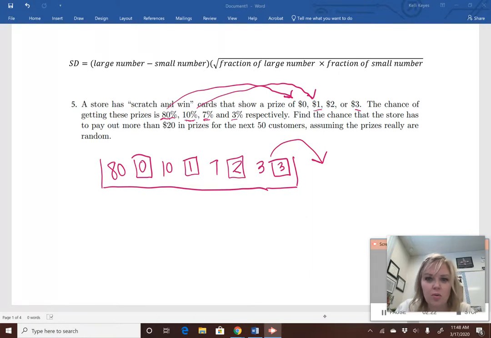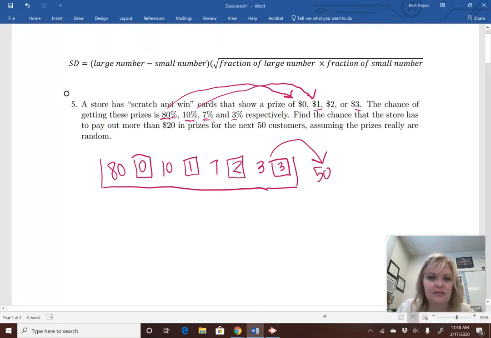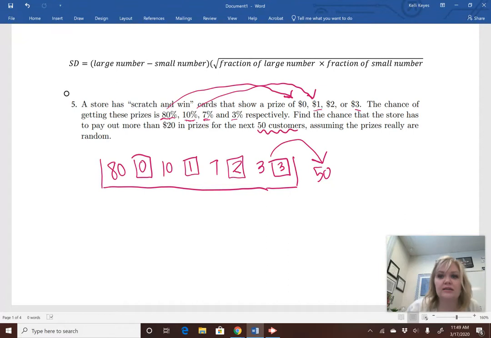Anyway, so we have 50 draws because of the 50 customers, right? And they're wanting to know the chance that they pay out more than $20 in prizes. So if 50 people are buying these scratch and win cards, then we need to draw a ticket, and then we're going to sum up those 50 draws, or the 50 people, right? So then we need to find the average of the box and the SD of the box.